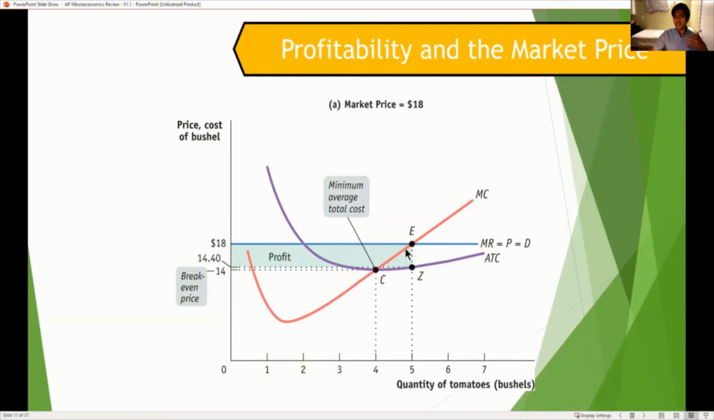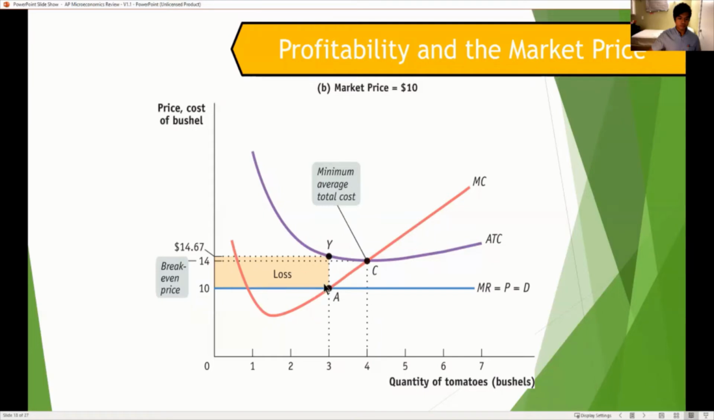You're probably wondering, why is the demand curve horizontal? Well, because they're price takers. And so this also ends up becoming the marginal revenue curve. And they produce at E because MR is equal to MC, that's 5. And the difference between E and Z, that would be the per unit profit. Multiply it by 5, that gives you overall profit, right?